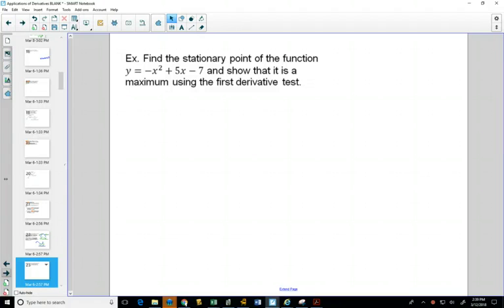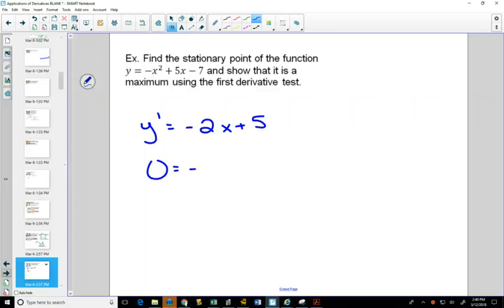So we're going to find the stationary point of the function and show that it's a maximum using the first derivative test. We already know that this is a parabola opening down, so we can already visualize that it's going to have a maximum. But using the first derivative test, I find my derivative, I set my derivative equal to 0, and I find a critical point at 5 over 2.